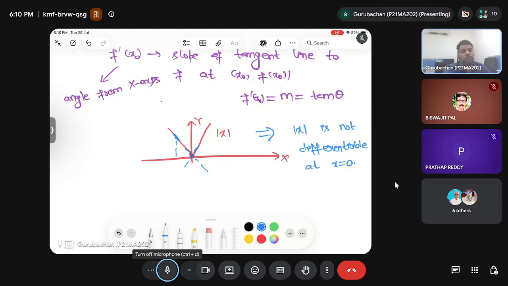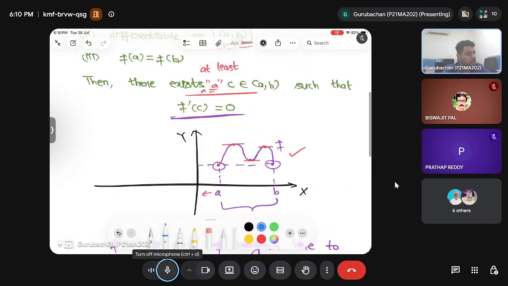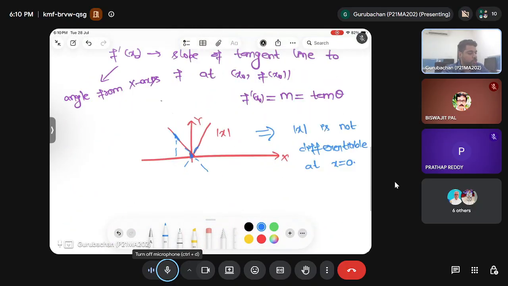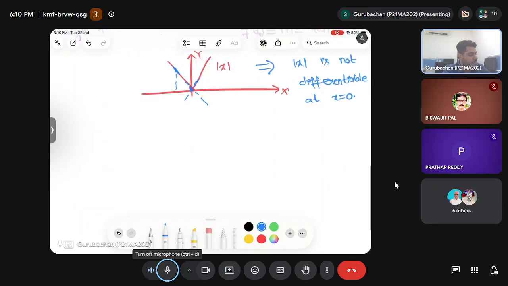Wherever there is a peak, you can say directly that the function is not differentiable, or you can even roughly assume what the tangents are. If there are two tangents, then you can say that the function is not differentiable at that point. That is why we are talking about only the open interval, because we cannot guarantee what is going to happen before a or after b. Okay, so this is Rolle's theorem statement and its geometrical interpretation.